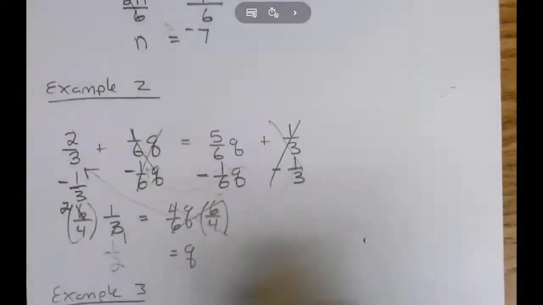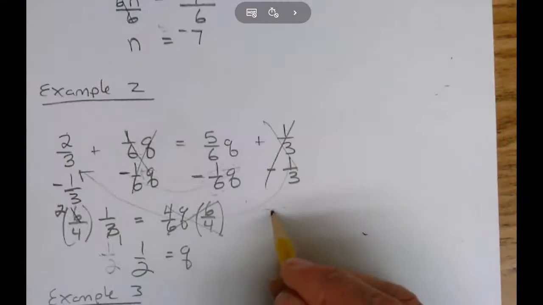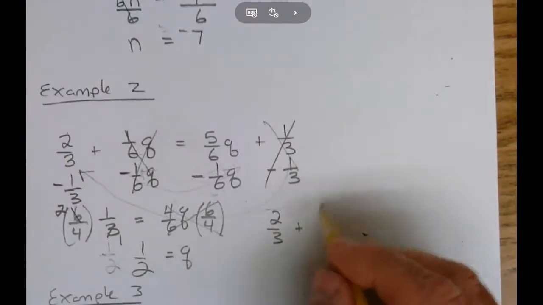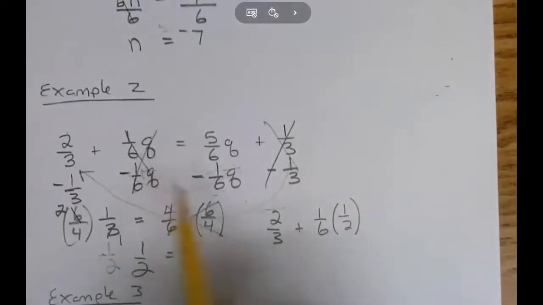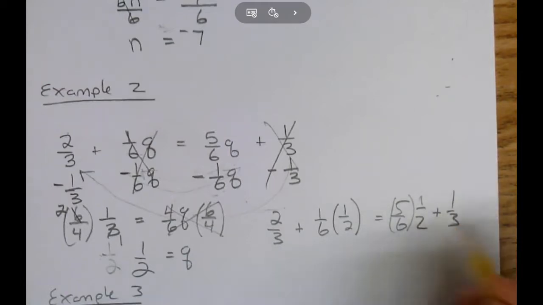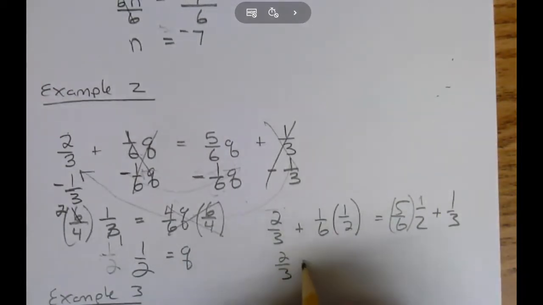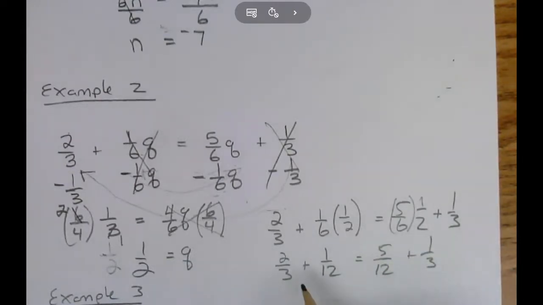Move that over a little bit. So 1/2 equals q. And then I can just do the math. This is going to be a little bit harder, but I think it'll be fine. Plus 1/6, I'm going to put in 1/2, multiply wherever q is, 1/2 equals 5/6 times 1/2, a little different on that side, plus 1/3. So again, 2/3 plus, this is going to be 1/12 equals, this is going to be 5/12 plus 1/3. So then I have to get these to be the same.